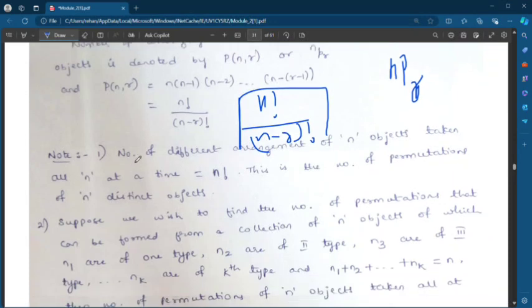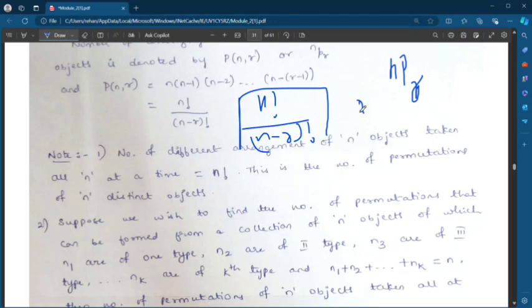Now note. Let us read the note. Number of different arrangements of n objects taken all n at a time is equal to n factorial. So total n objects are there. I have to arrange all those n objects. So how many ways can I arrange them? I can arrange them in n factorial ways.